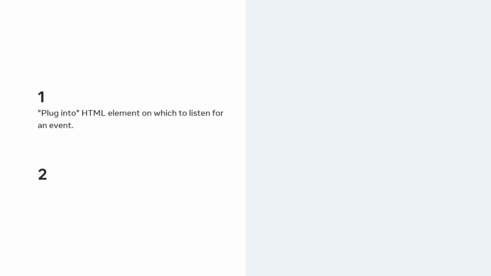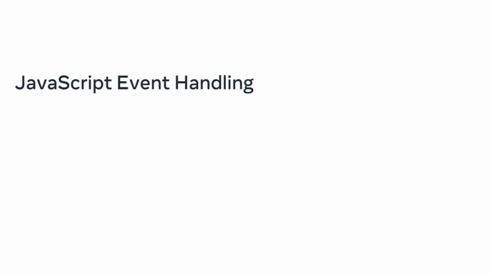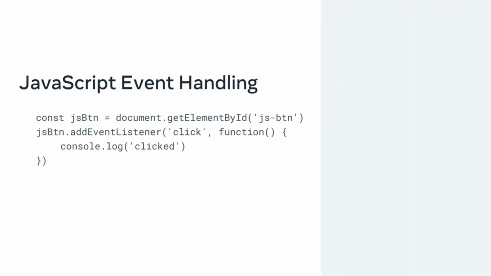Second, once you've gotten access to an HTML element with JavaScript, you can then use the built-in addEventListener method on the document object to attach a specific event listener. When you apply this method to the previous example, HTML is removed from the equation, but the code, on the other hand, is a bit more complicated.